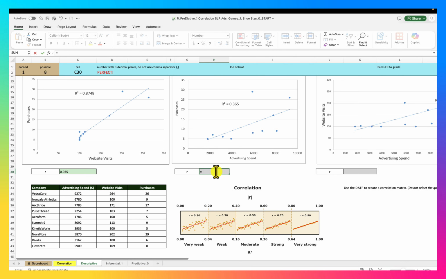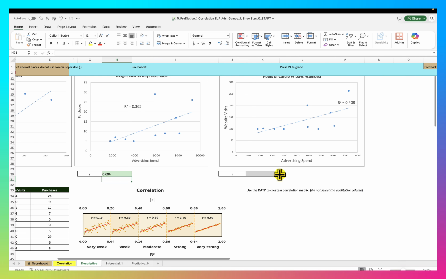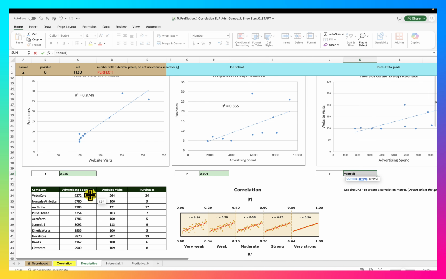Let's do the same over here for advertising spend versus purchases. Separate the arrays by commas. All right, that one's not bad, but it's just in the strong group, right? Just barely over the line for strong. And then advertising spend versus website visits. So advertising spend, comma, website visits. And that one's still strong, a little bit stronger than this one, but still just strong.